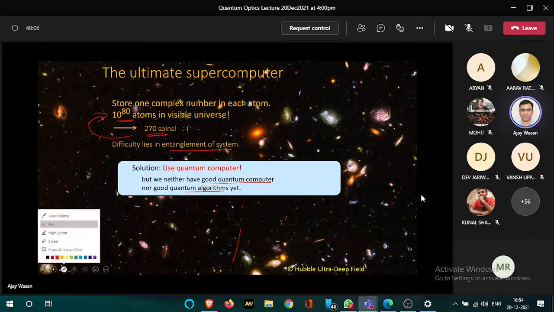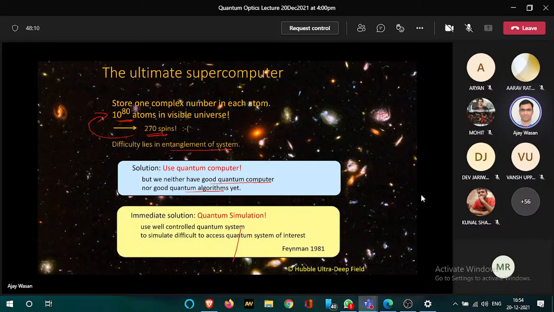Okay, then go further. So the immediate solution is quantum simulation. We are also doing quantum simulation. In quantum simulation, I use one word, artificial matter. We are making artificial matter using these cold atoms. Use a well-controlled quantum system to simulate a quantum system of interest that is difficult to access.